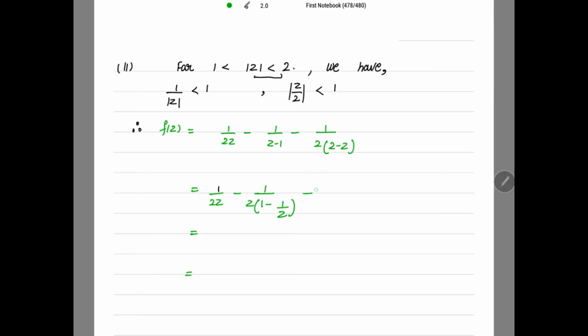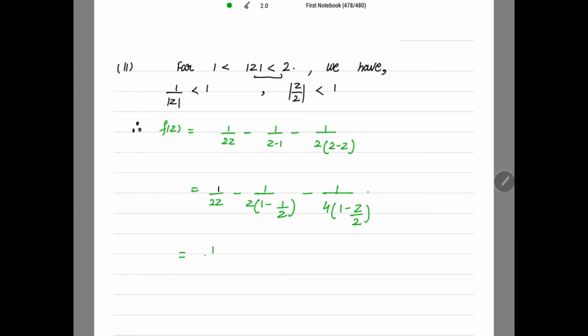Now it's easier. I need z by 2. For that I take 2 common again. So this is 1 over 4, 1 minus z by 2. Is it clear? Alright.